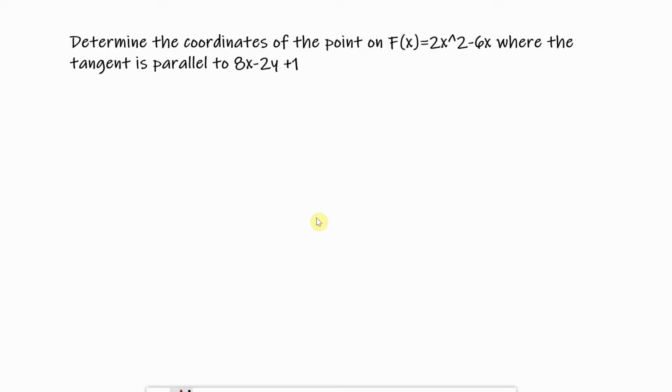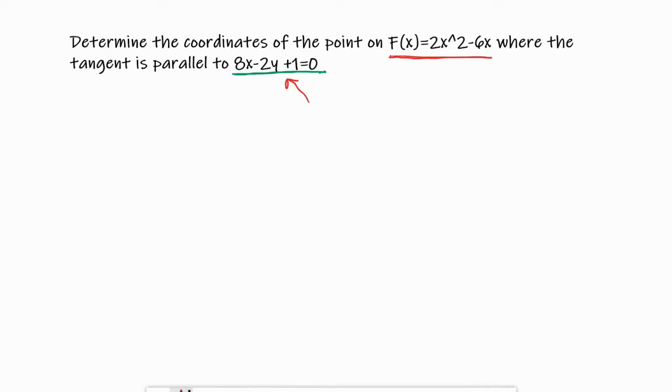So one of the problems that I think is beneficial is determining the coordinates of the point on f(x) = 2x² - 6, where the tangent is parallel to 8x - 2y + 1. So the first thing we're going to do is identify what they're really asking for. They're saying the tangent of this function is parallel to this line. Also, there was a typo here, so this line equals 0.